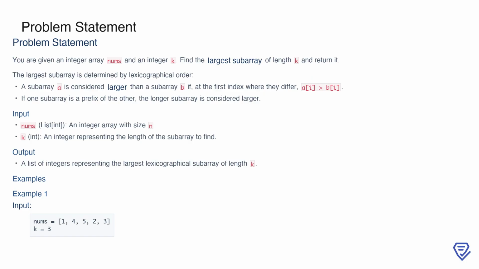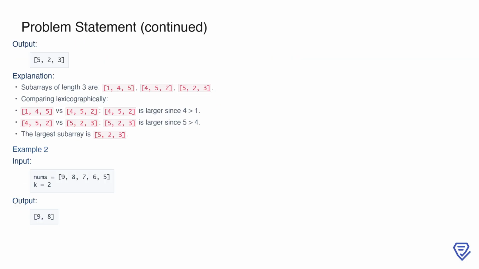Let's start with some examples to understand this better. In the first example, nums is 1, 4, 5, 2, 3, and k is 3. This means we need to find the largest subarray of length 3. The possible subarrays are [1, 4, 5], [4, 5, 2], and [5, 2, 3]. When we compare these lexicographically, [4, 5, 2] is larger than [1, 4, 5], because 4 is greater than 1. Then, [5, 2, 3] is larger than [4, 5, 2] because 5 is greater than 4. So, the output is [5, 2, 3].